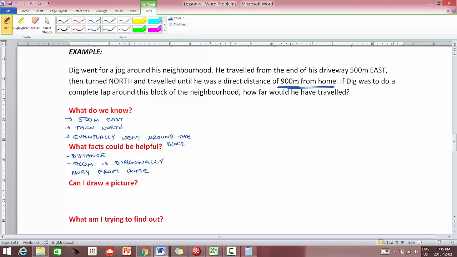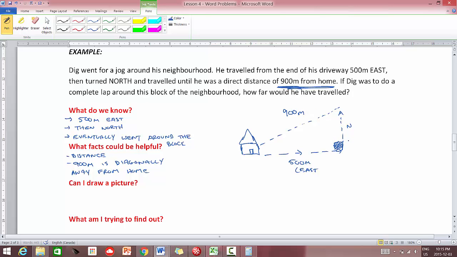Okay, so we're going to draw a little picture. Say that this is him, and this is his house. He went this way, and he went this way for 500 meters. So this is east. All of a sudden he travels north for a certain distance, and we find out that up here he is 900 meters away. So look at that, we formed a triangle.